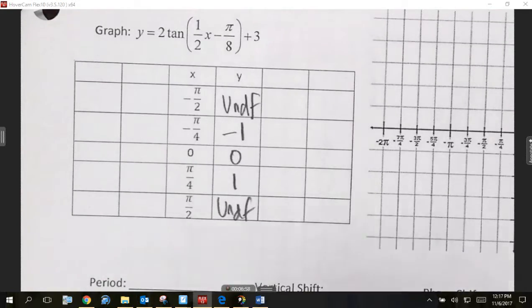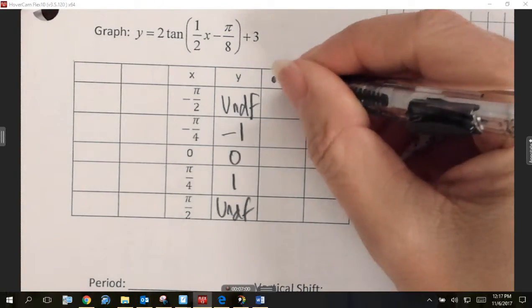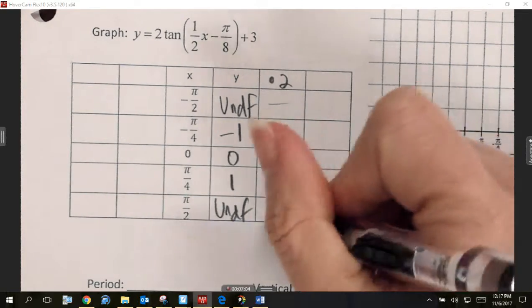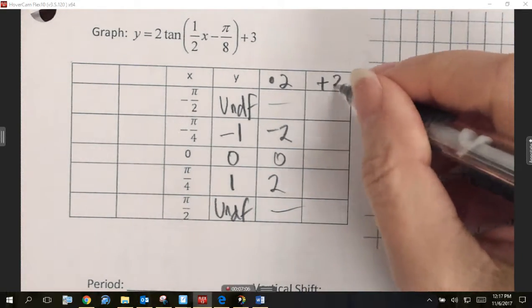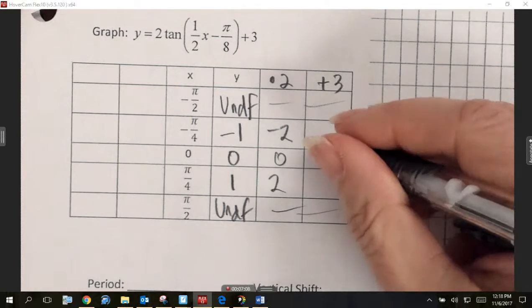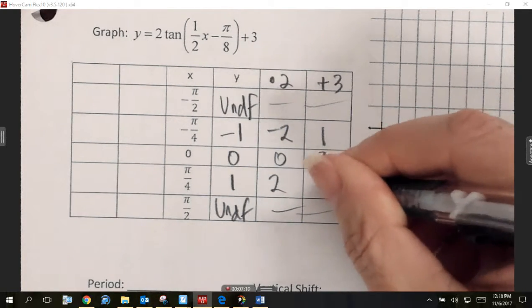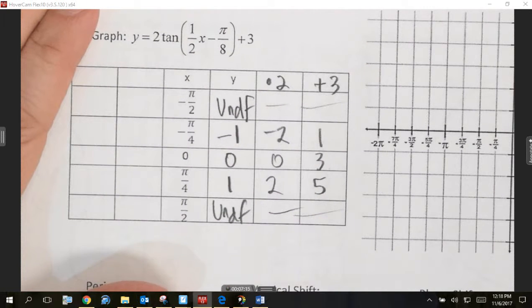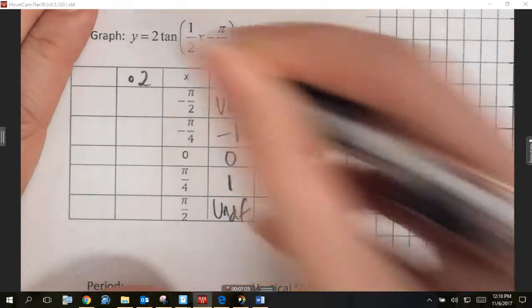And then we look at our transformations. We've got a 2 in front, so multiply the y's by 2. And then we have a plus 3 on the y side, so we'll add 3 to each of those. What are we doing on the x side? Charlie, what are we doing on the x side? We are multiplying by 2.